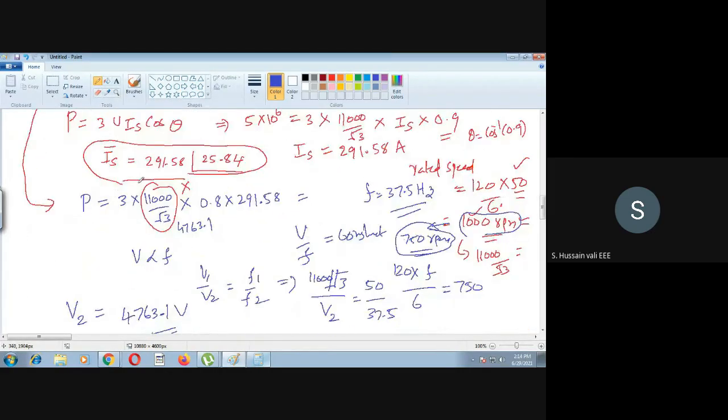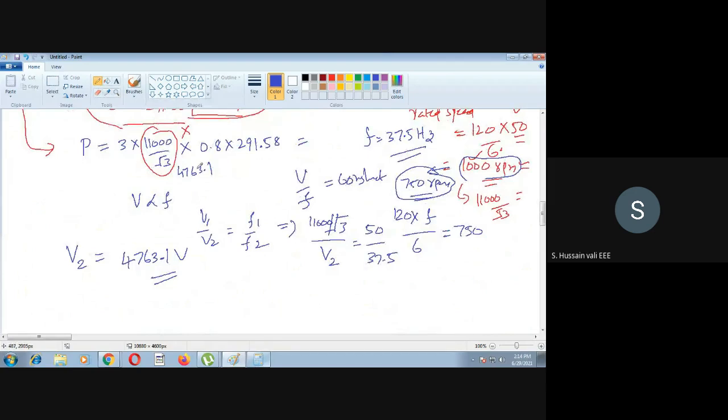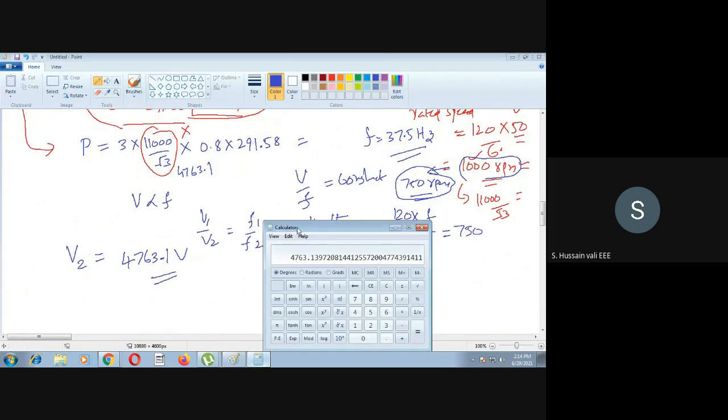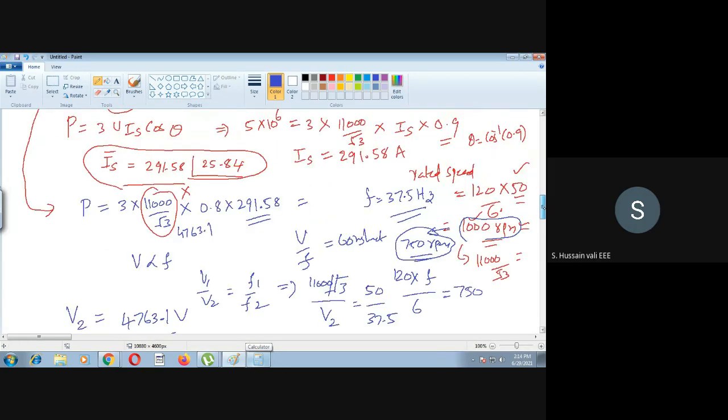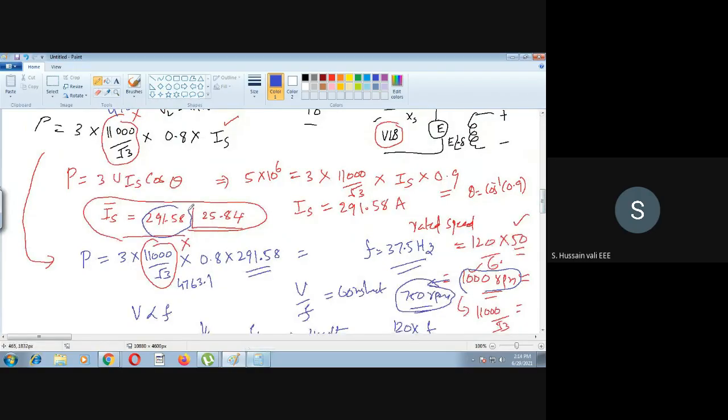So by taking this voltage, this time we'll find out how much the power is. We multiply with 3, we multiply with 0.8, and IS is 291.58. Here we found IS. So now you got some answer here.